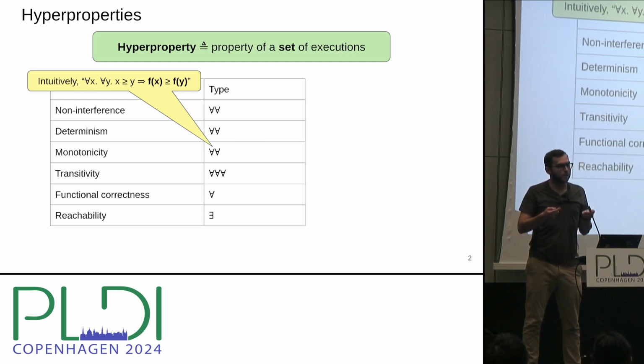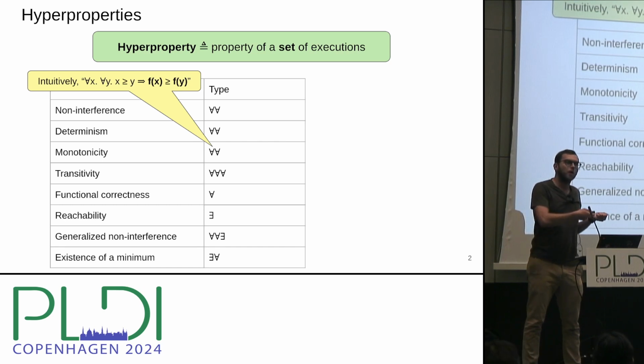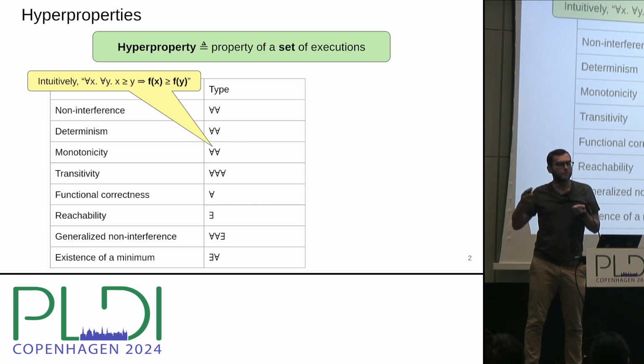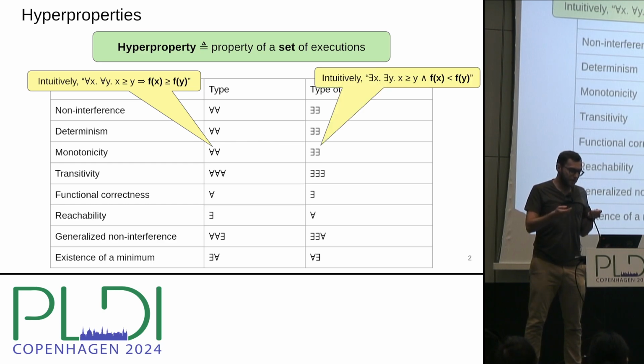And there are hyperproperties that combine universal and existential quantification. So generalized non-interference, which is a relaxation of non-interference for non-deterministic programs, or the existence of a minimum. And if we are interested in violation of those properties or proving that those properties do not hold, their negations are also hyperproperties, where their type is obtained by flipping the universal and existential quantifiers. So to give an example, to prove that a function is not monotonic, we need to prove the existence of two executions where f flips the order of x and y.